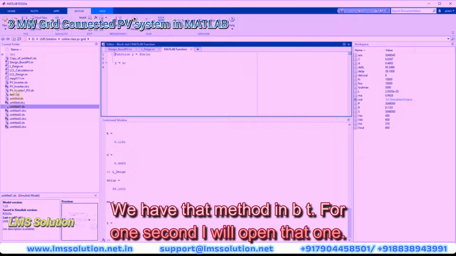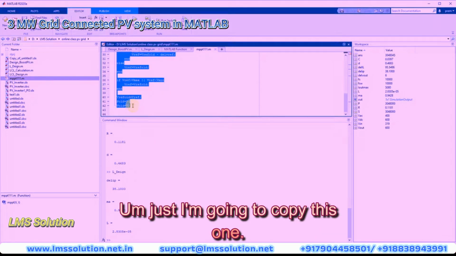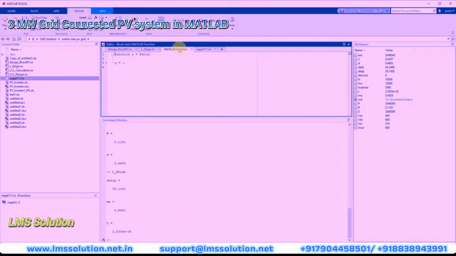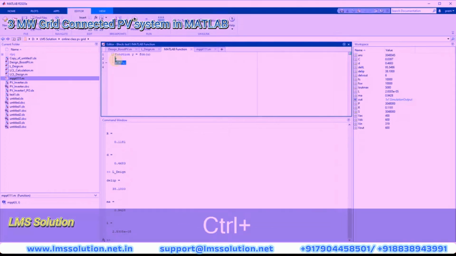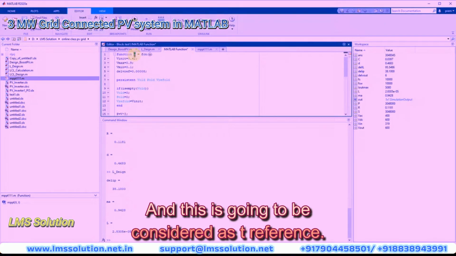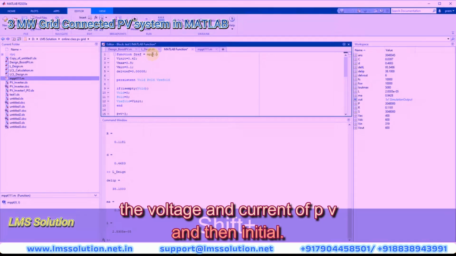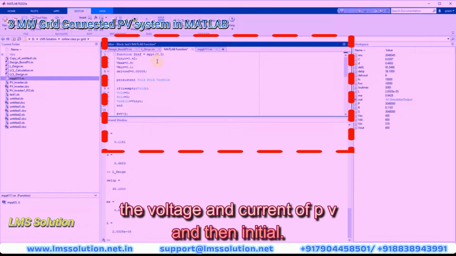Already we have the P&O method MPPT code. Once again I will open that one. This is the code for the P&O MPPT. I'm going to copy this one and paste it here. And this is going to be considered as the reference. So I'm going to change this to MPPT. The input will be the voltage and current of the PV.